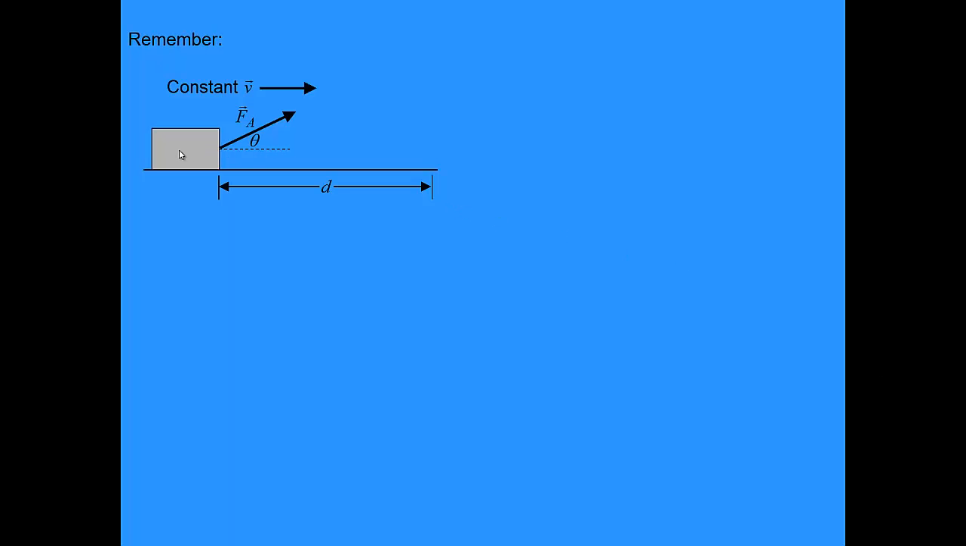We've got a box here. It's being pulled by an applied force, which is at an angle theta. It's being pulled over a distance we will call d, and it's being pulled, just to make things easy, at a constant velocity.